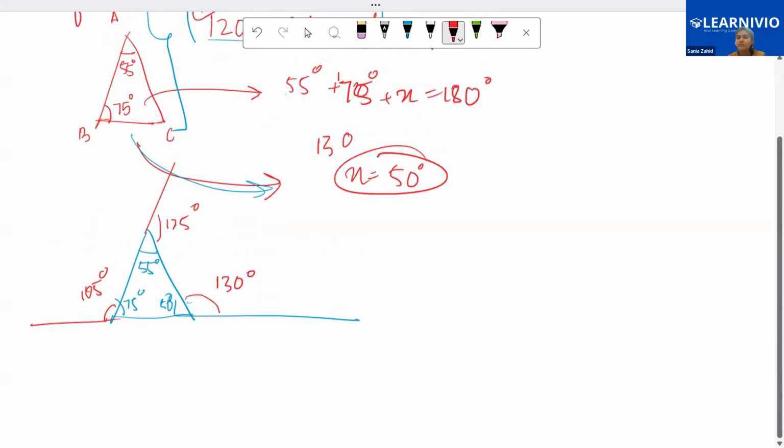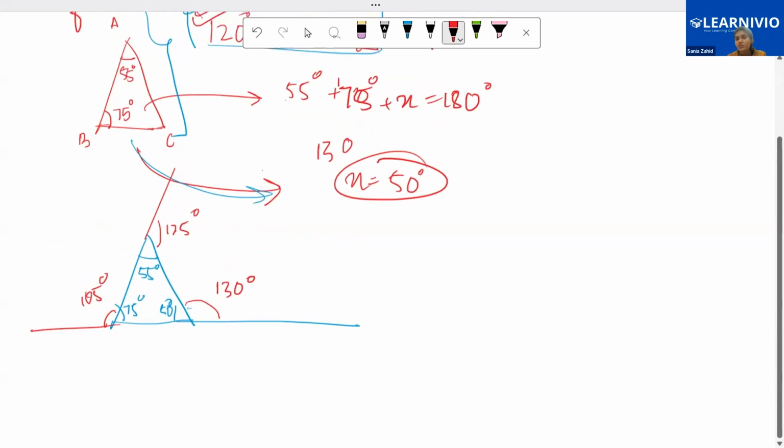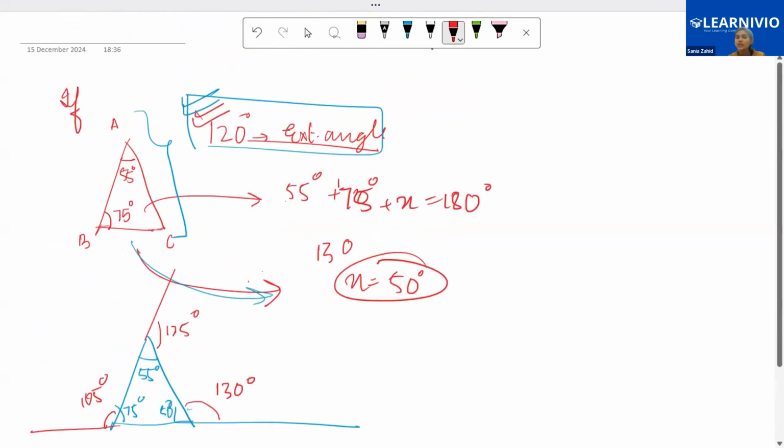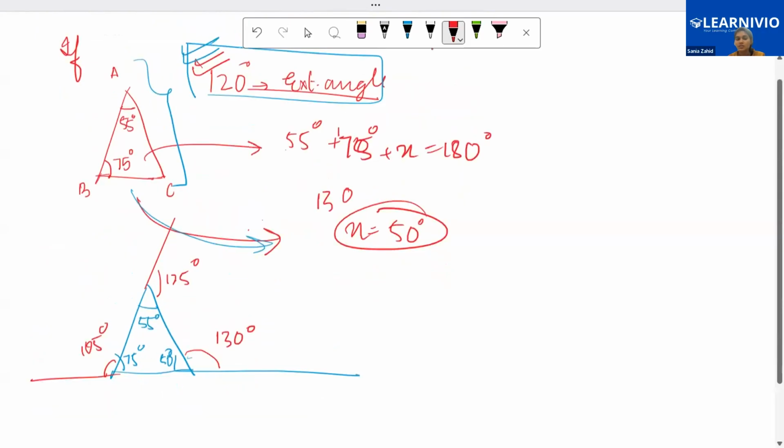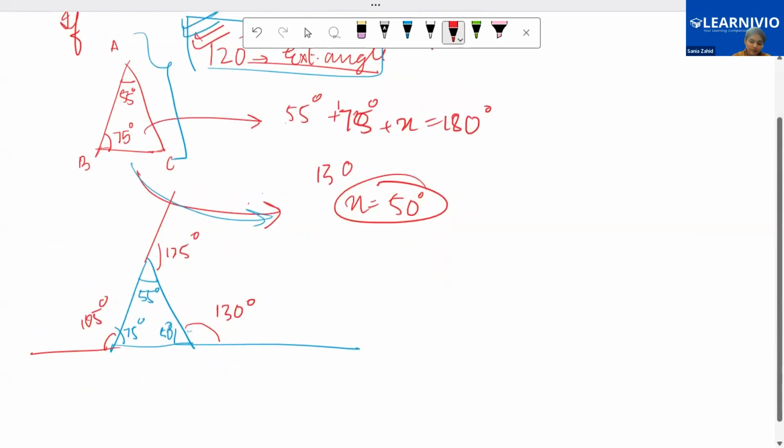So I guess there's some issue in the question. It should not be 120 degrees. It's not possible. If you have the values 55 and 75, then none of the exterior angles can be 120. Okay, any other doubt you have?